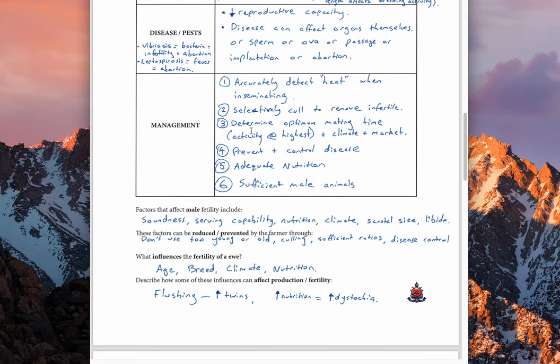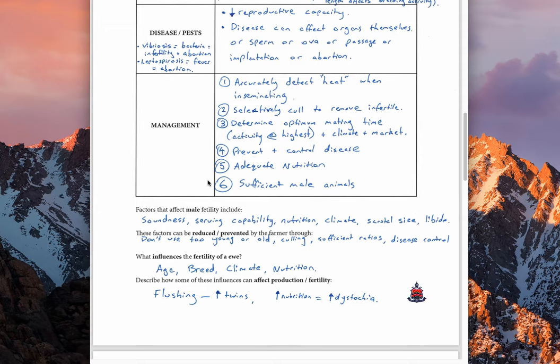Number 3, you want to determine the optimum mating time, and when the activity is at its highest. You also need to think about the climate and the market, the climate when the offspring will be born, and the market that will be around the time that they're born or beyond that, and that will have an impact. That will be things that have to do with fertility. Of course, you want to prevent and control disease, as we've already talked about, because that can limit fertility. As we've talked about, nutrition can limit fertility, so a farmer clearly can provide enough nutrition.